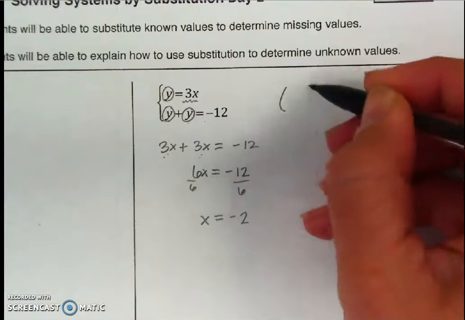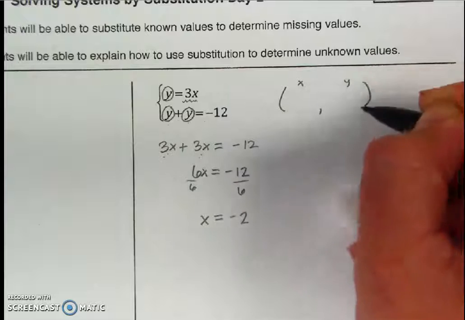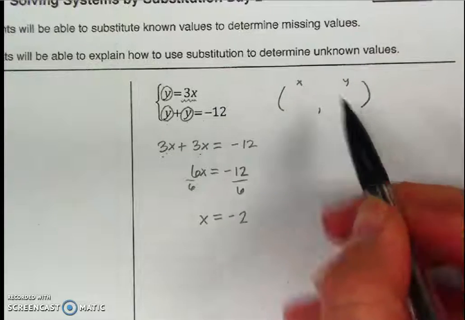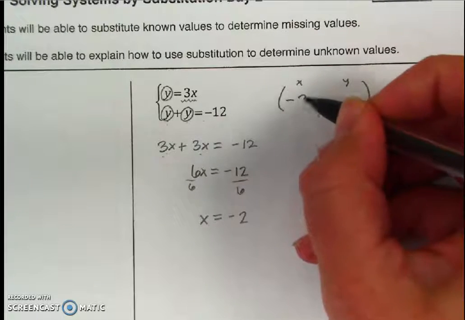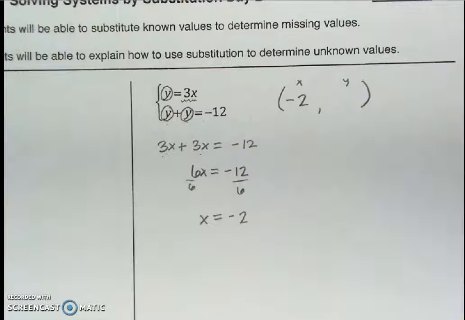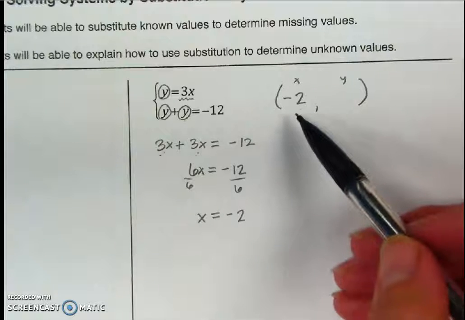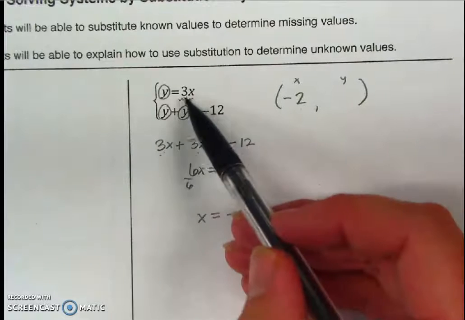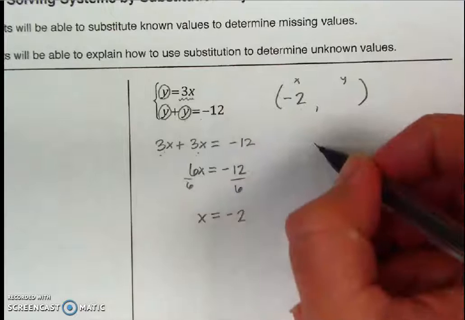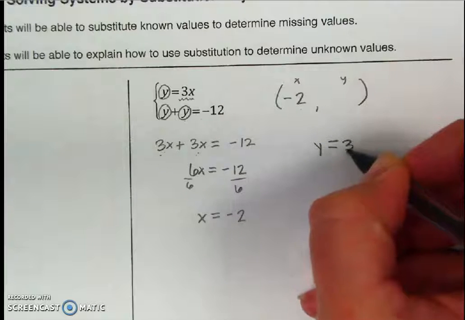All right, so I know part of my point. Remember, my point always has an x and a y. So I know part of the point is negative 2. Now I just have to figure out the y. Well, I could figure that out a number of different ways. I'm going to plug it in. I'm going to plug in this negative 2 in this equation up here, which was originally y equals 3x.